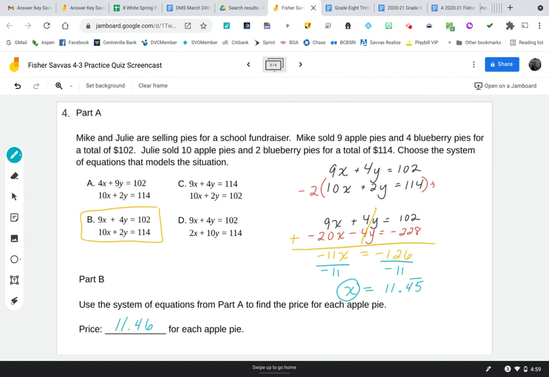So I apologize for it not working out very nicely. However, you can see that you can still solve it. Luckily, we were solving for X because that was the apple pie. And I can guarantee you that the one that you're going to have on the quiz, although very similarly set up to this, will work out much nicer for you. All right, so let's move on to number 5.